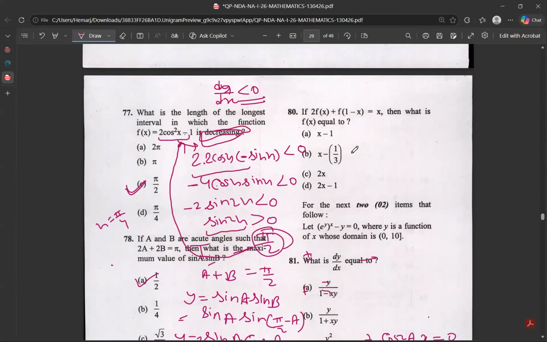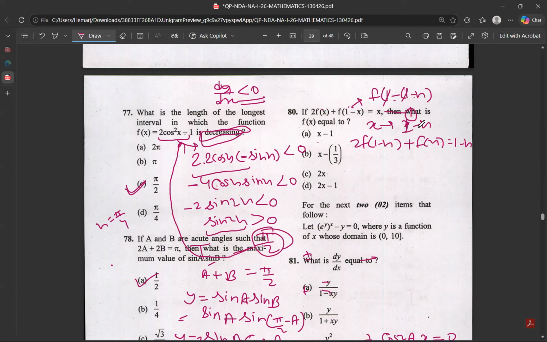Now moving to question 80. Again, this is also a famous pattern. Whenever such questions are given where f(x) and f(1 minus x) are given, what we have to do is call it equation 1 and create equation 2. How? By putting x equal to 1 minus x. So in the second equation, this will become 2 f of 1 minus x. When we put x equal to 1 minus x, this 1 will cancel out this one, minus minus plus. So this will become f(x).